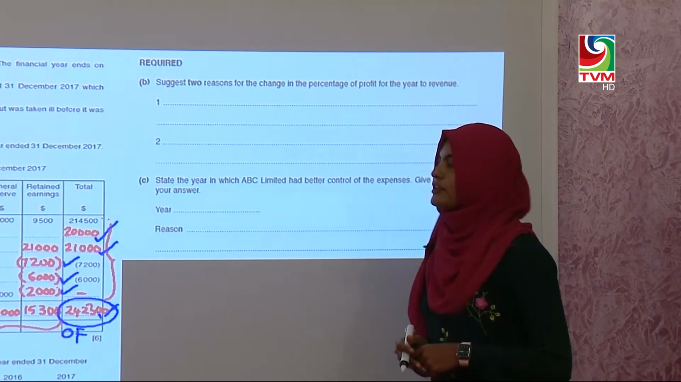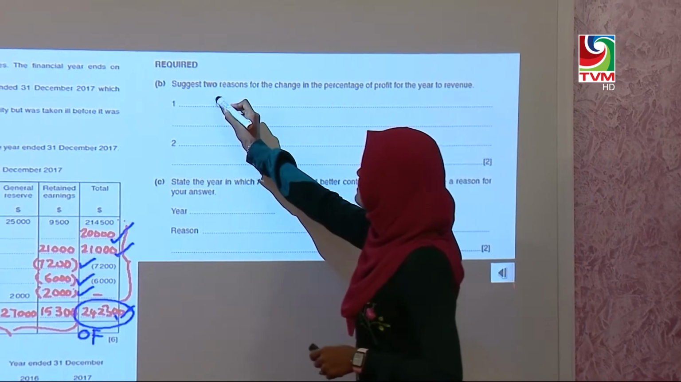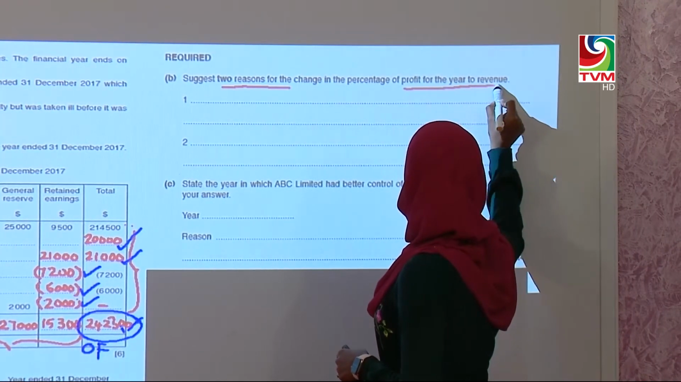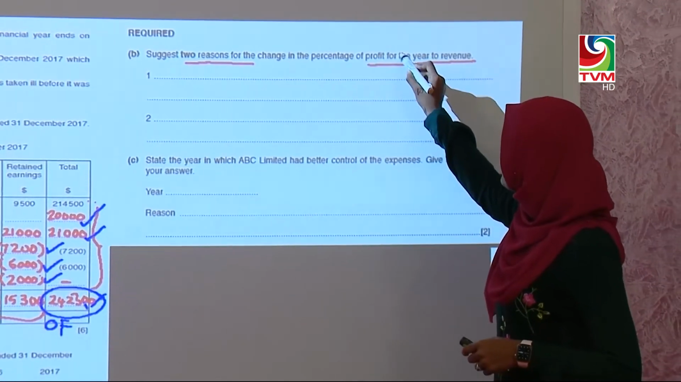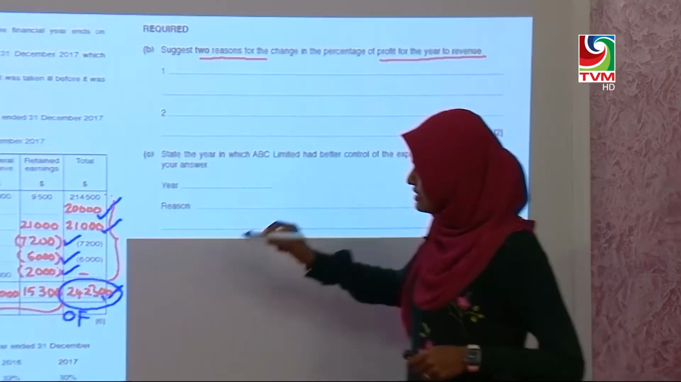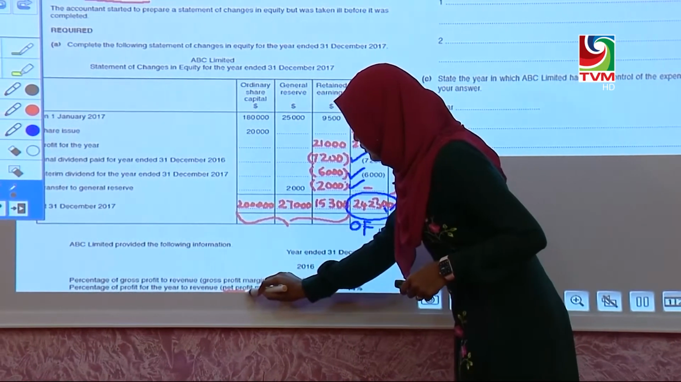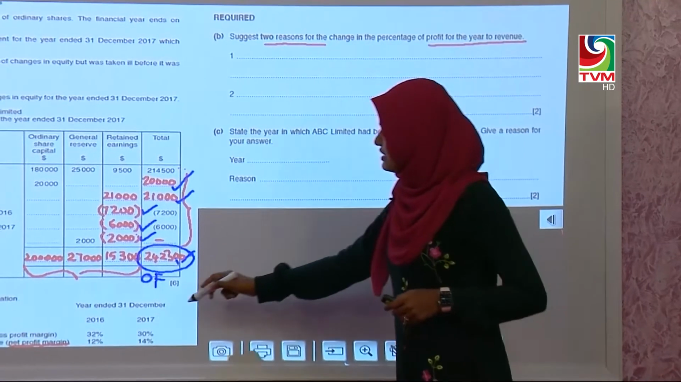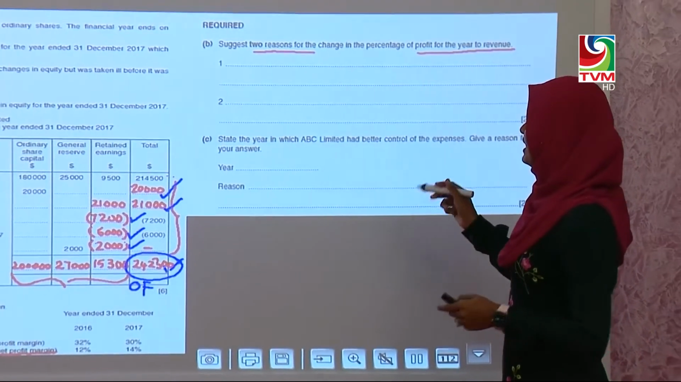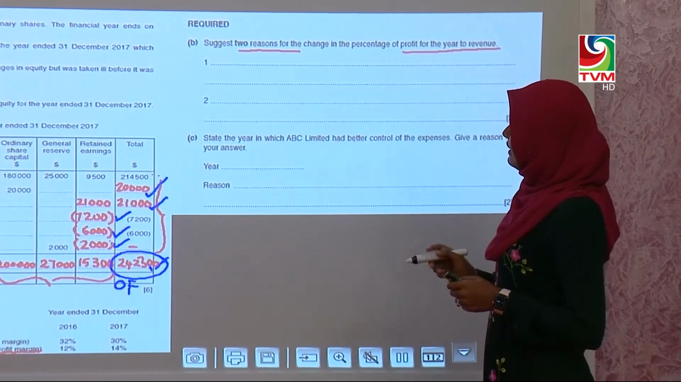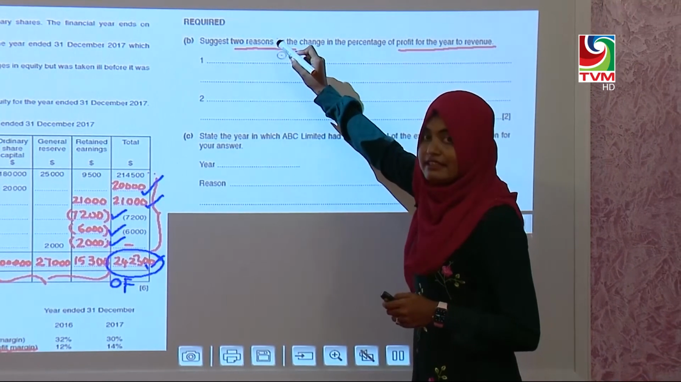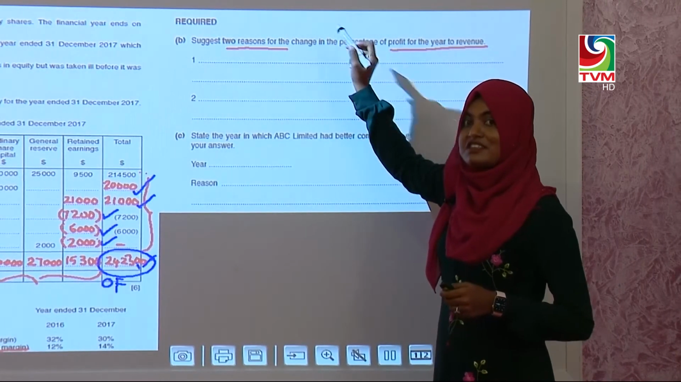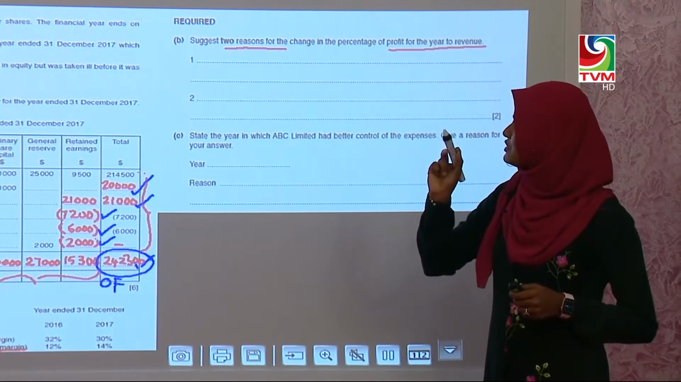In the second part of the question, they are asking you to suggest 2 reasons for the change in the percentage of profit for the year to revenue. Percentage of profit for the year to revenue means they are talking about the net profit margin here. So we need to compare net profit margin for 2 years here. So when you compare the 2 years, they are asking you to write the reasons only. They are not asking you to mention the changes here. So that is a very important thing to remember here.